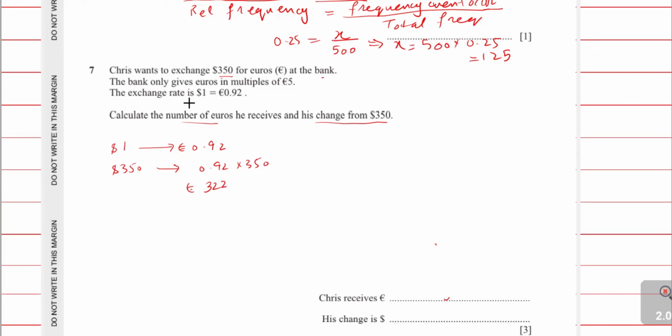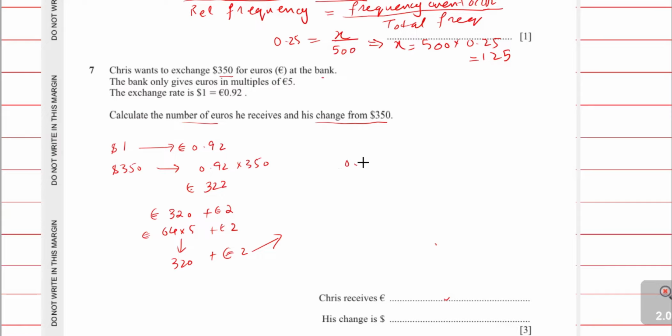322 euro. But the bank gives euro in multiples of 5. And this value we can write 320 plus 2. And this value is a multiple of 5. This is 64 times 5. And this euro he received, 320 euro. Against these 2 euro he will return back in dollar.